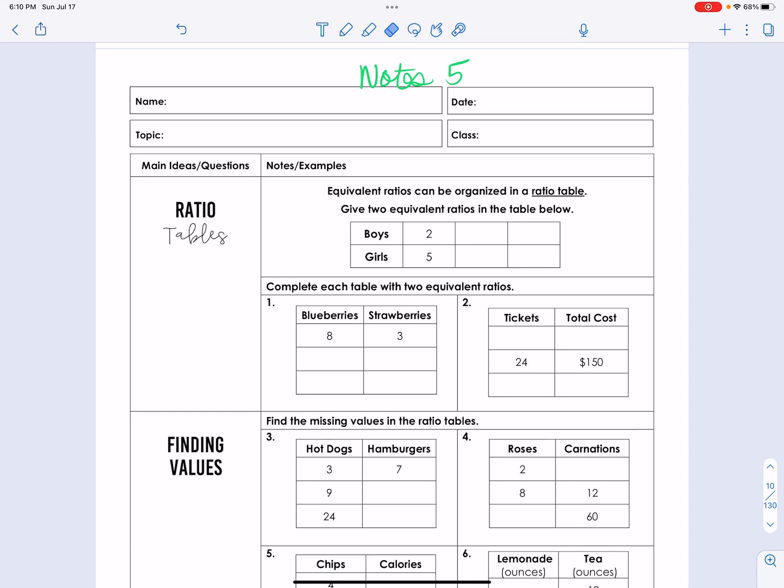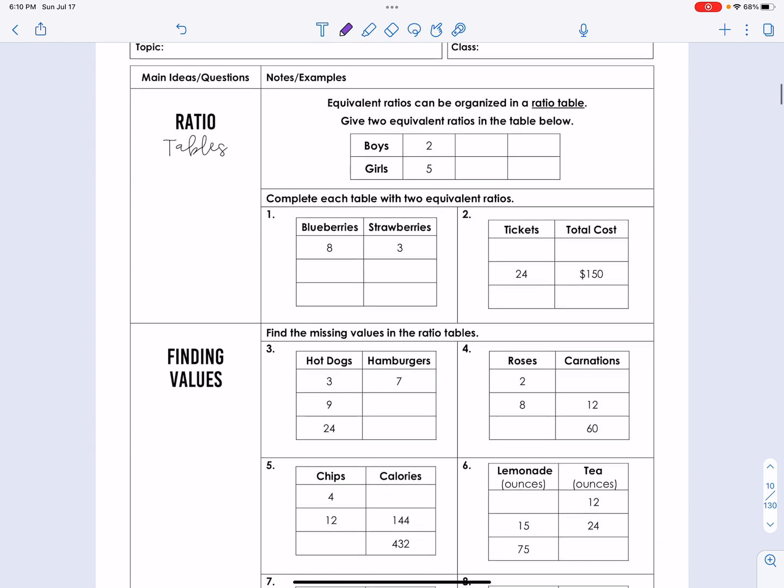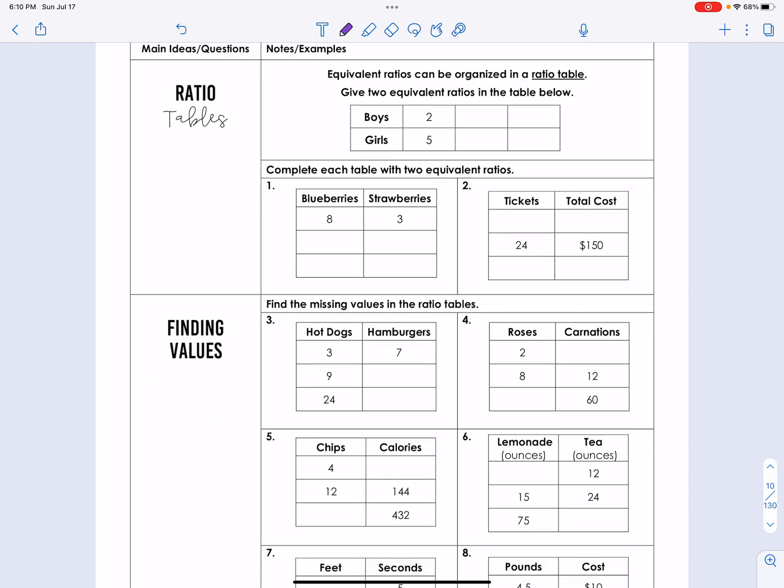All right, these are ratio tables, and you're going to see these throughout math. Equivalent ratios can be organized in a ratio table. The ratio table is just a way of writing what we've been doing, except not in fraction form, in table form.